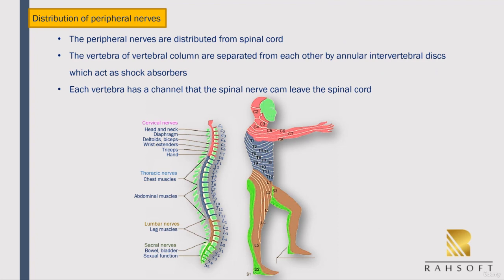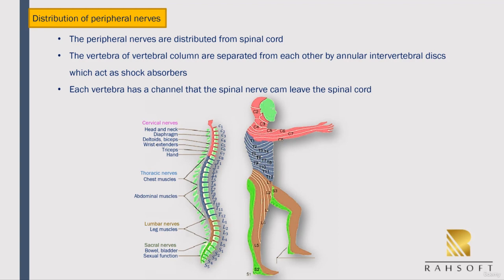Now let's talk a little bit about the distribution of the peripheral nerves, which are the nerves that go away from the central nervous system to help create the reactions and the actions to external stimuli. The peripheral nerves are distributed from the spinal cord, just as I mentioned earlier.